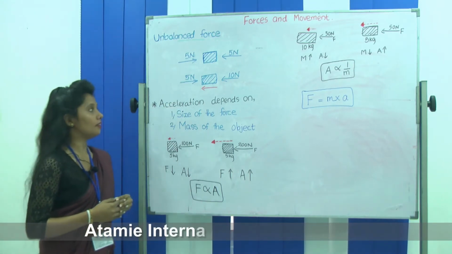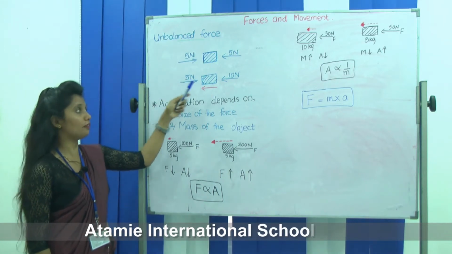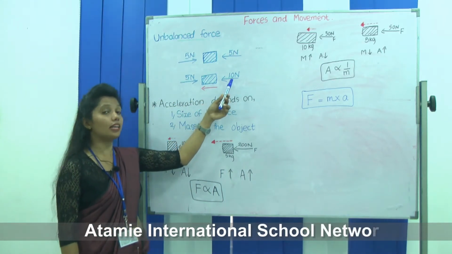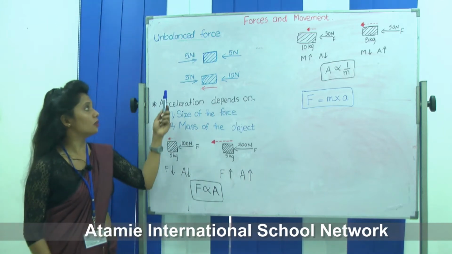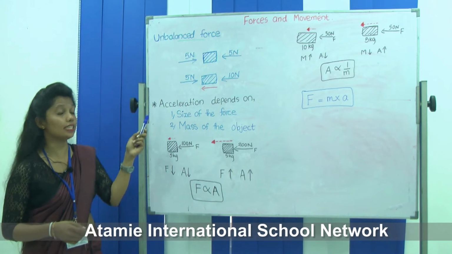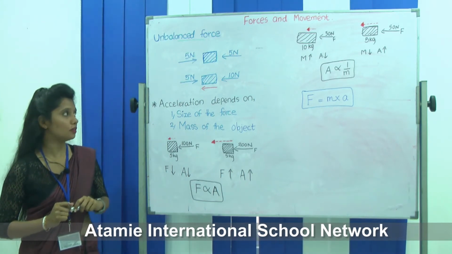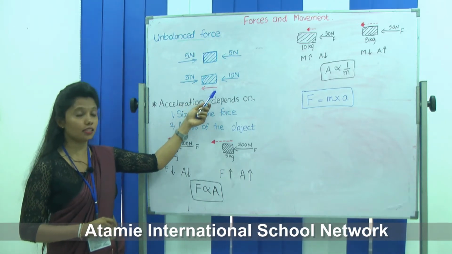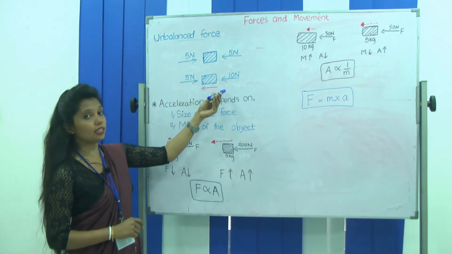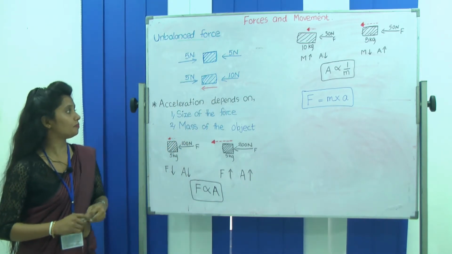In the second figure we can see from this side I have applied 5 newtons and from this side you have applied 10 newtons. So the two forces are different, which means it is an unbalanced force. When there is an unbalanced force, the object will start to move. It will start to move from right to left.